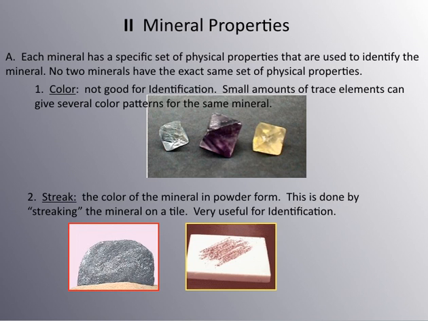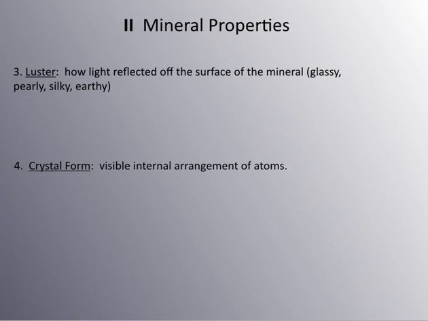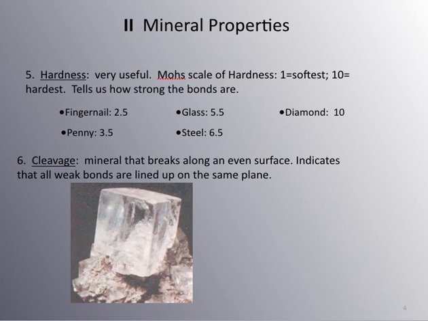Okay, streak on the other hand is very important. If you streak or just rub a mineral on a tile, it'll turn that mineral into a powder. And using the powder, that's kind of like the true color of a mineral. You can really use that for identification. Luster, not too important. Crystal form is pretty much just how the crystal, the mineral, looks on the outside.